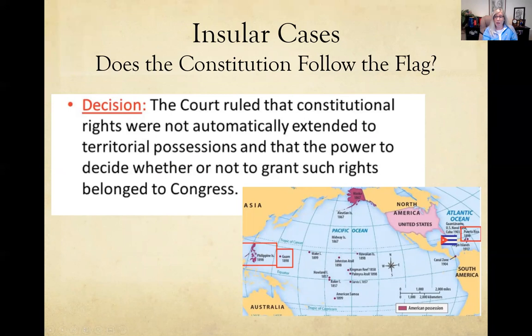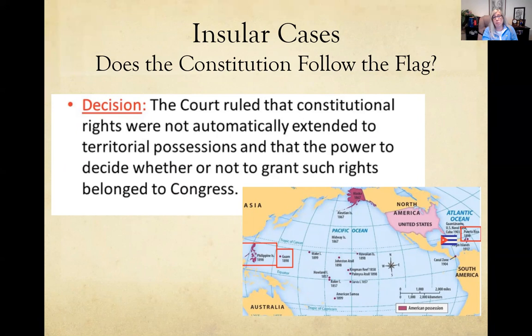So the question becomes, all of these people who now live in these new possessions of the United States, Philippines, Guam, and Puerto Rico, and then Cuba, not really, because Cuba's technically independent, are they automatically citizens of the United States? What protections, what rights do they have?